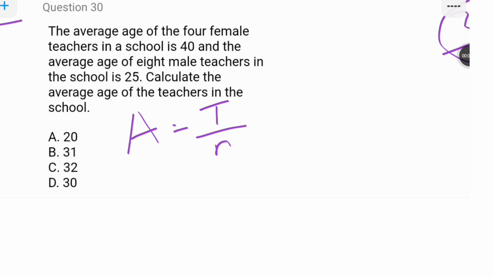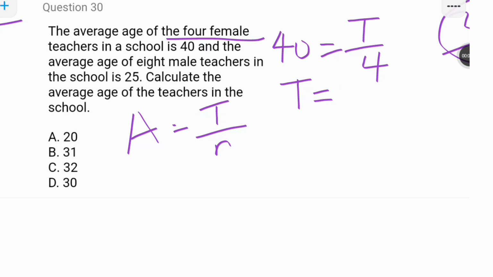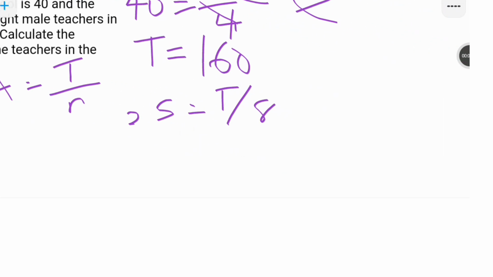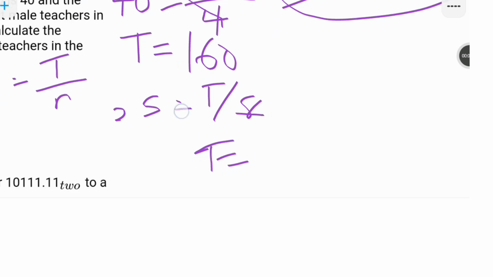So for the first one, we are told that the average age of the 4 female teachers is 40. So that's the average equals the total divided by 4 female teachers. The total of the female teachers' ages is 160 when you cross multiply. Now let's do the same thing for the 8 male teachers. The average is 25. So you have 25 equals the total divided by their 8 in number, right? If you solve for T here, 25 times 8 will give you 200. So the total ages for the females is 160, and for the males is 200.